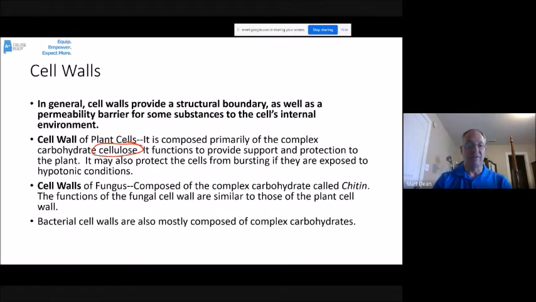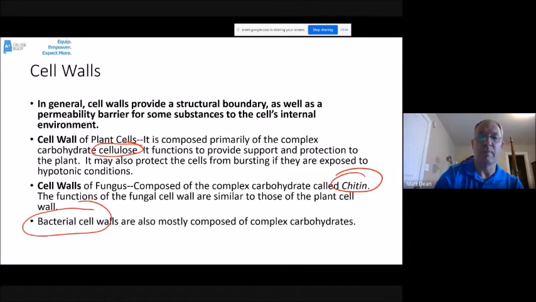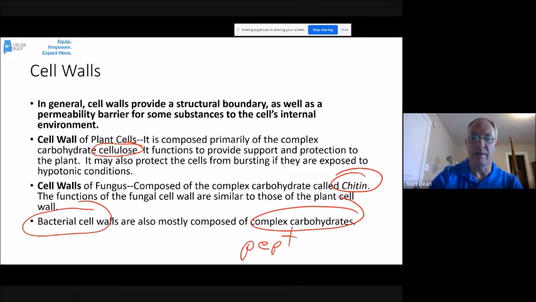Fungal cells have similar functions, but they're made of a completely different carbohydrate called chitin. But again, the function of the cell wall is to provide support and to protect from bursting when the cell's in an aquatic environment. Bacterial cells are also mostly made of complex carbohydrates, very oftentimes a material called peptidoglycan.